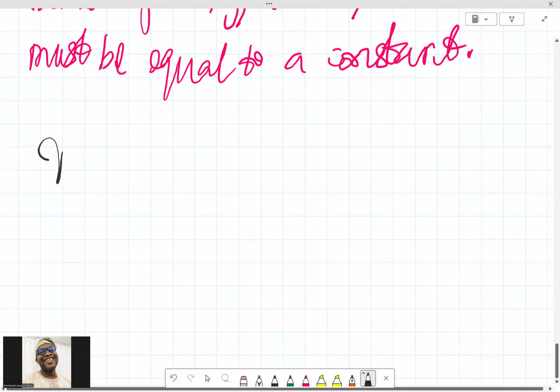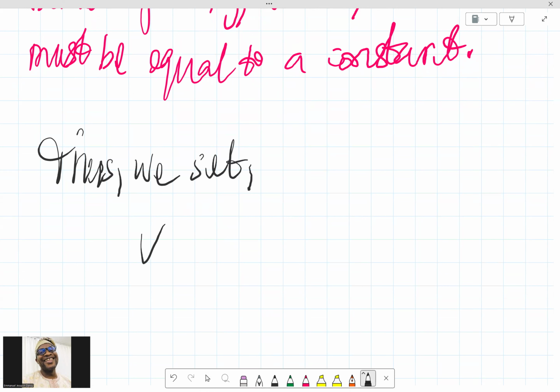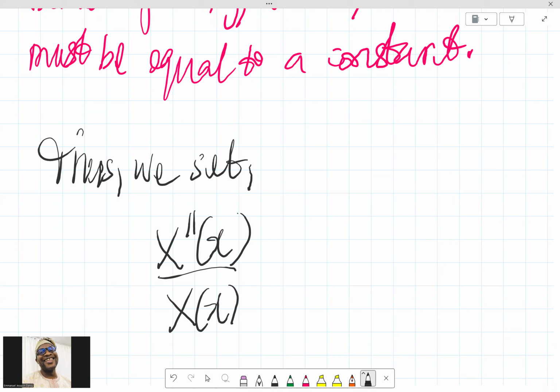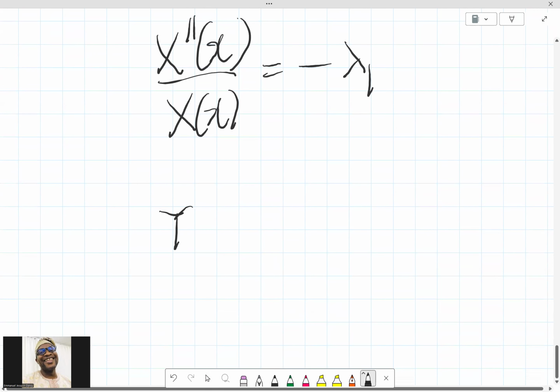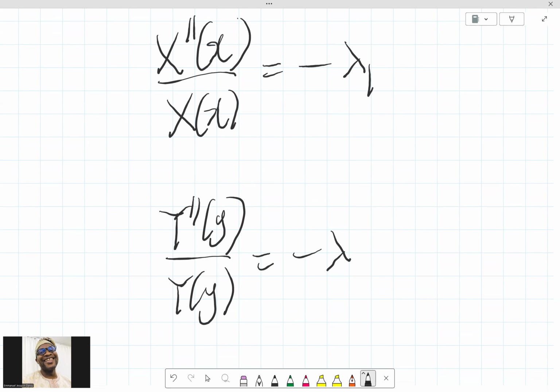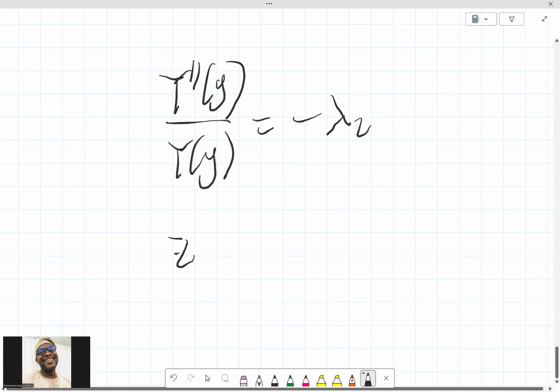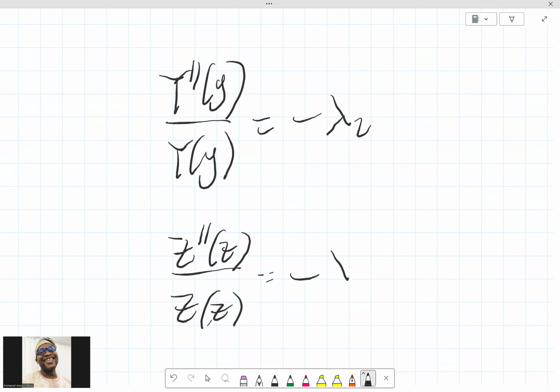Thus, we set X double prime of x all over X of x equal to minus lambda 1. And then we have Y double prime of y all over Y of y equals minus lambda 2. And then we have Z double prime of z all over Z of z equals minus lambda 3.